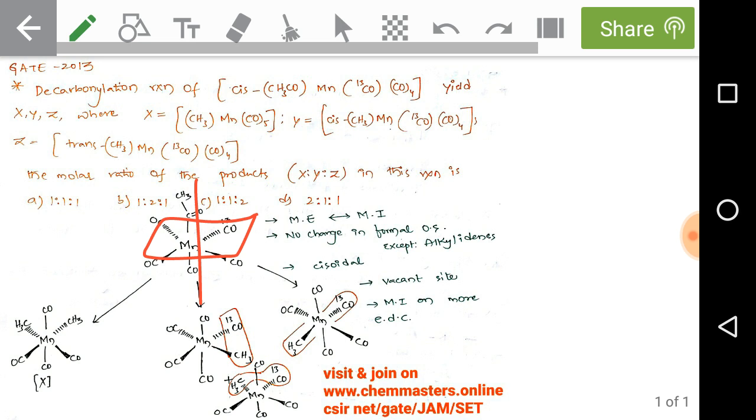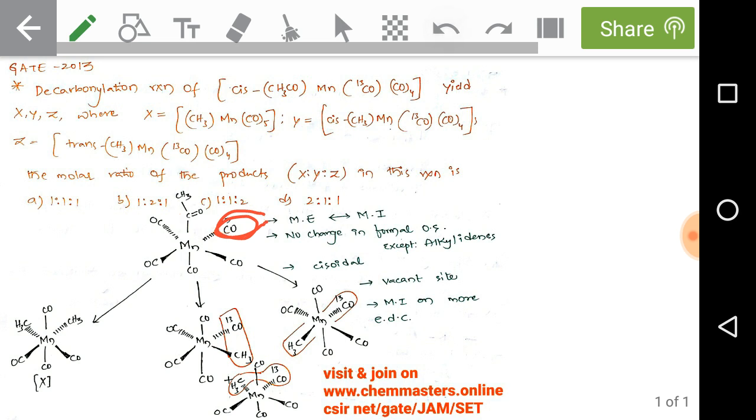So how can we write a cis manganese complex? Here we simply write the COCH3 acyl group as axial, and another, the normal carbonyl group, is opposite to that COCH3. So that means both of them are axial to each other. That means they are trans to each other. In that condition only we can get the special case C13O and this COCH3 cis to each other.